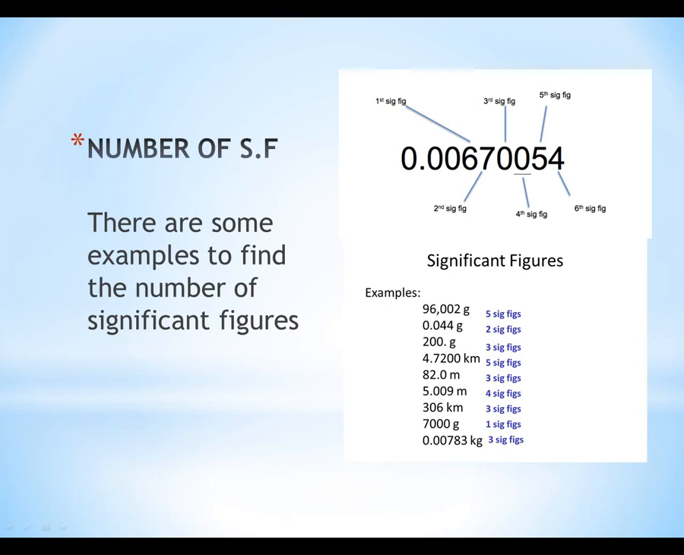And here is the last example as 0.00783 kg. So here are 3 significant figures because according to rule number 4, in the decimal all the zeros before a non-zero are not significant, so these 3 zeros are not significant, so the only significant figures are 3. These are 7, 8 and 3.